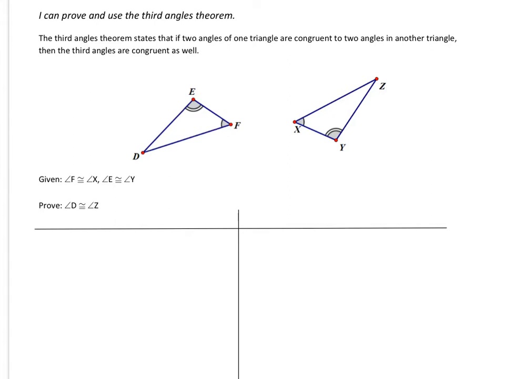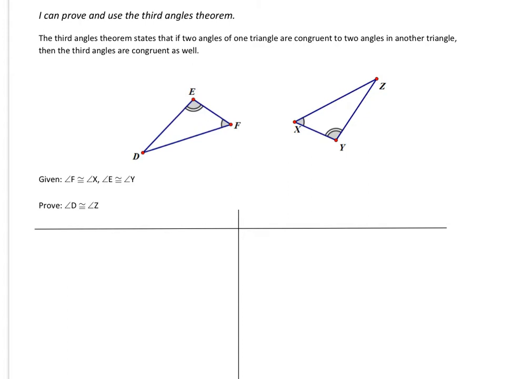We also have a theorem called the third angle theorem. What the third angle theorem states is that if two angles of one triangle are congruent to two angles of another triangle, then the third angle is congruent as well. And this makes complete sense because there are 180 degrees in a triangle, and if you know two of the angles of both triangles to be the same, then what is left over has to also be the same because they have to ultimately all add up to 180 degrees.